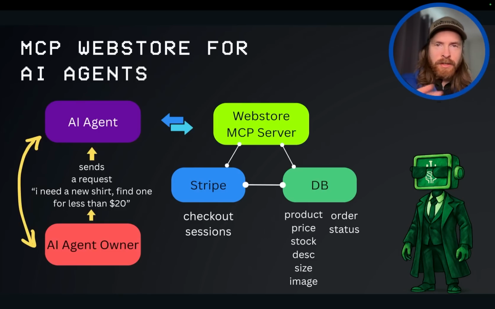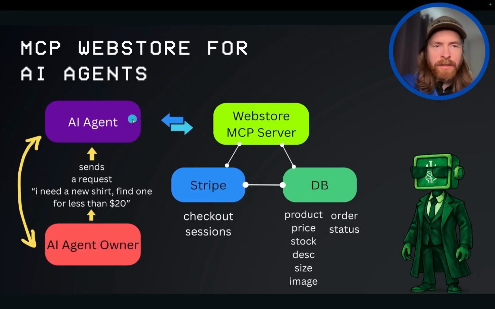And of course, this is just going to be an early version, and we can maybe expand upon this later. But this is my idea, right? You can see here we have an AI agent owner. That could be me. And what I want to do is I just want to give my AI agent a message. I need a new shirt. Find one for me for less than $20, right? That is all the request I'm going to send to my agent.